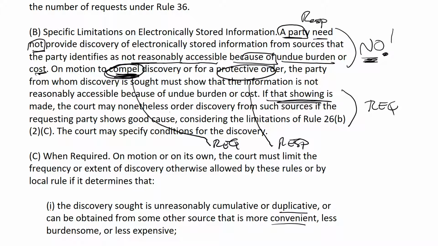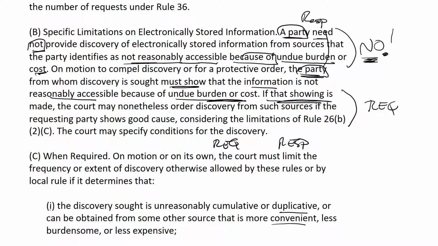Motion to compel is asking the court to tell the responding party, give the stuff up. Protective order would be the responding party asking the court to tell the requesting party to back off, right? And to prevent or to limit discovery. So let's assume that the parties can't get along, they can't resolve it, and now you have that motion to compel discovery or for a protective order, right? Okay, well, then the responding party must now show to the court that the information is not reasonably accessible because of undue burden or cost.